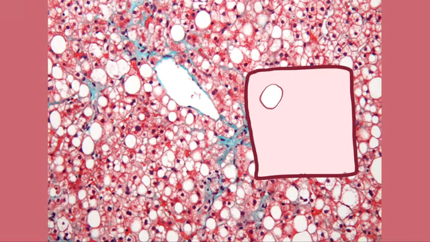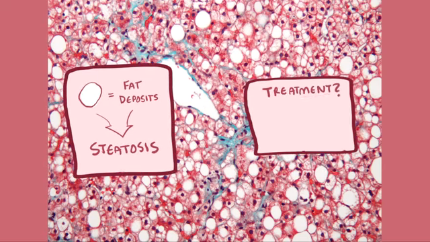All these circles are deposits of fat that contribute to fatty liver disease, and sometimes this buildup of fat in the liver is referred to as steatosis. Treating fatty liver disease usually involves simply stopping alcohol consumption.